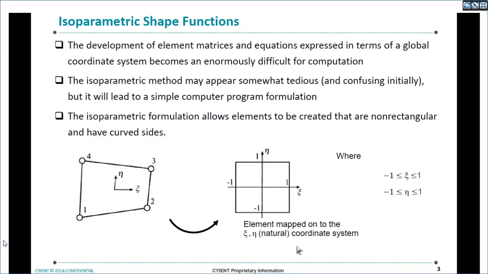Even though they are complex, they are very easy for computation. One advantage of the isoparametric formulation is that it works whatever the element shape.